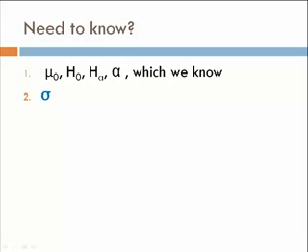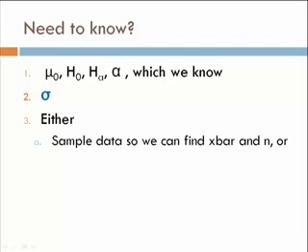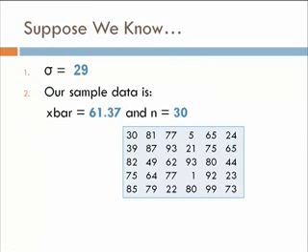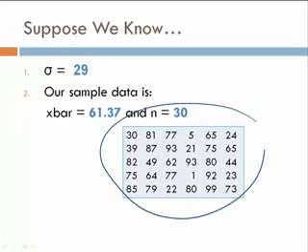And we also either need to know the sample data, and the sample data would allow us to compute x bar and find out the n value, the sample size value, or we need to be given those things. And we will be given all of these things. Let's suppose we're given a population standard deviation of 29, and then we would either be given the sample data set or we would be given x bar and n. If we're given the sample data set, we can compute our own x bar and n.